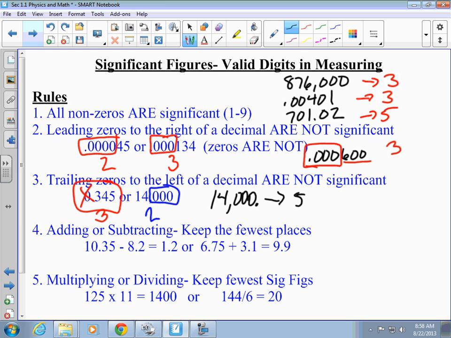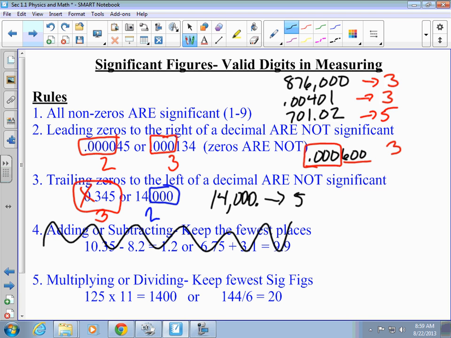Then, what's going to affect us the most with sig figs is, do not worry about adding or subtracting. We are going to rarely add or subtract with sig figs, but what we will do is multiply and divide all the time. The rule for significant figures is when you multiply and divide, you have to keep the fewest amount of sig figs. What does that mean?